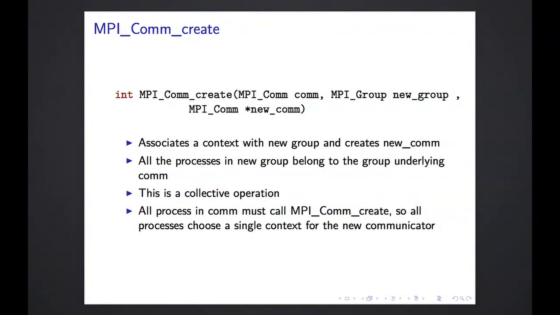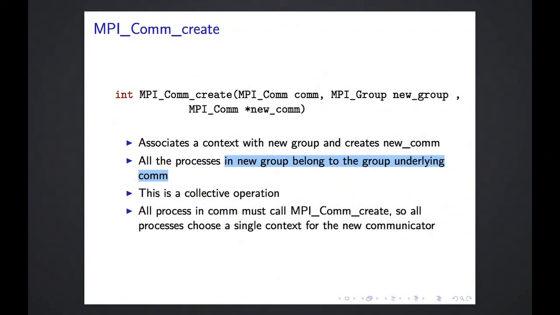So you always have to provide the old communicator you're creating the new communicator from. You provide the new group, and you get a new communicator. So this will associate the context of a new group and create a new comm. And all the processes in the new group will belong to the underlying communicator. So this is a collective operation.